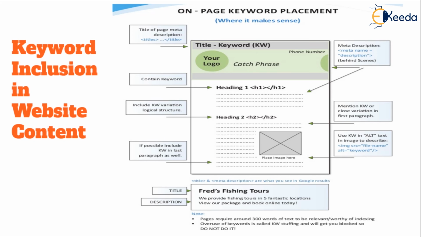You can put the keyword in the headings that you are including on the web page. You can include keywords and the variations of keywords, which are also, by the way, searchable by the search engine crawlers, in the headings, as well as in the text that you're building in your website. If possible, you can also include keywords in the last paragraph, some summary paragraphs.